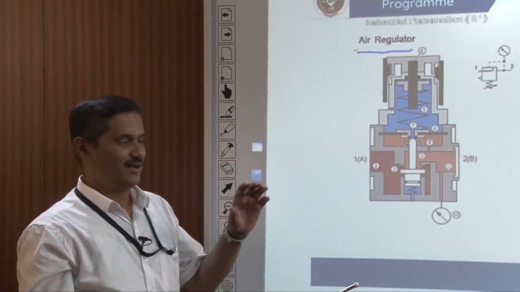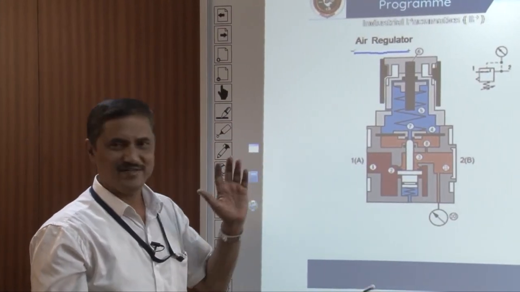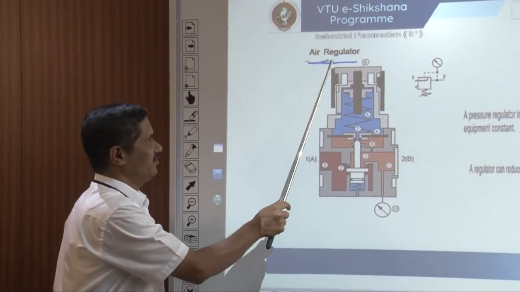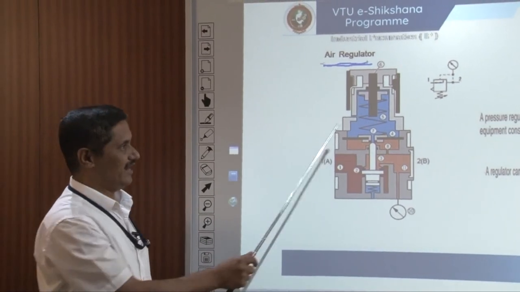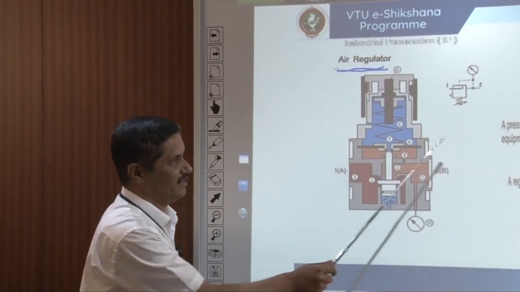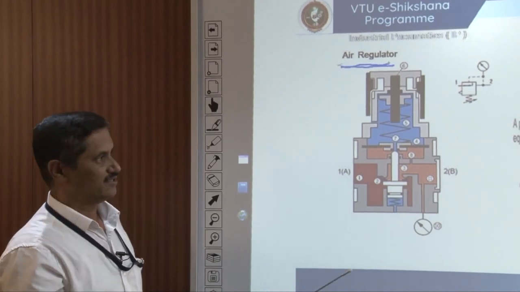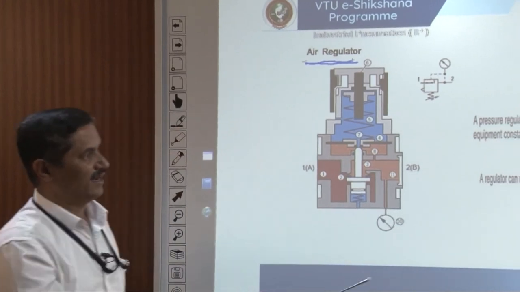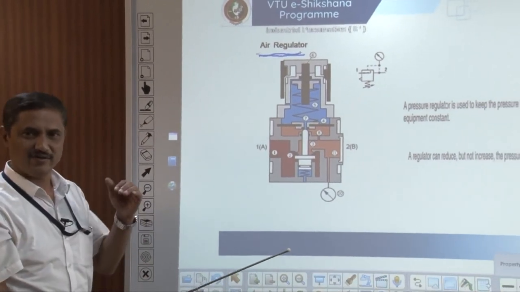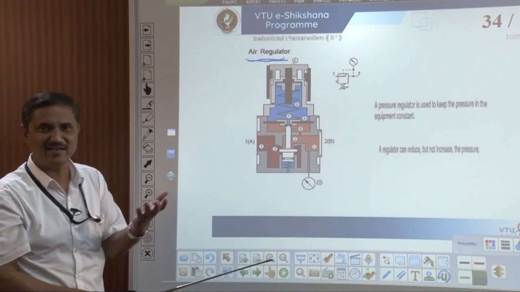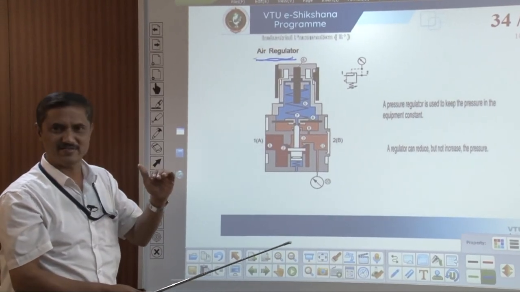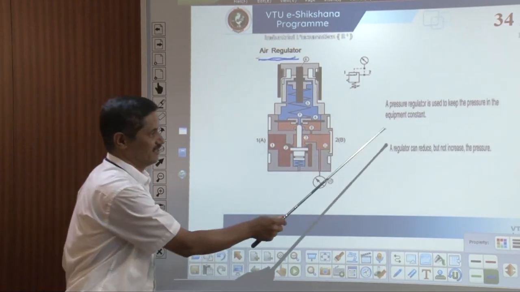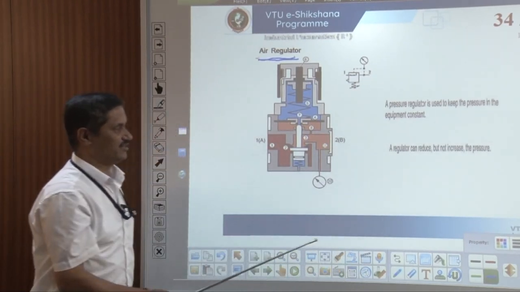Now I will be talking about other additional devices which are used in the airlines. We extensively use the air regulator. An air regulator is a device which can reduce your downstream pressure. A pressure regulator is used to keep the pressure in the line constant, or you can bring it down. You cannot increase it. You can either keep it at the same level or bring it down to some lower pressure. So a regulator can be a choice for that purpose.